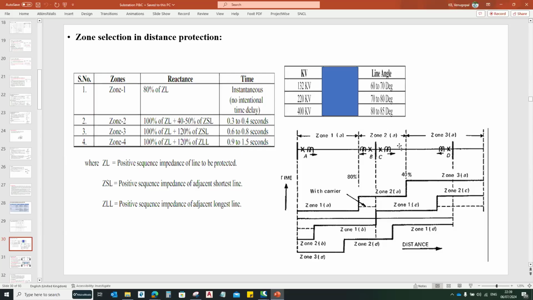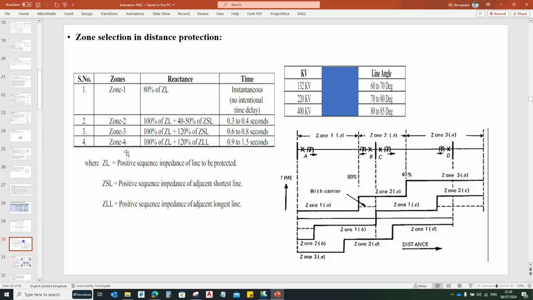For example, from C to D, there is one transmission line that you can consider 100 kilometers. Similarly, from C to E, suppose there is a substation E, and the transmission line connected between C to E has 120 kilometers. In that case, for zone 3, you need to consider the shortest feeder, right? So you need to consider the transmission line between C to D. For the longest feeder, you need to consider C to E. So based on that, you need to select zone 1, zone 2, zone 3 for the operation circuits.